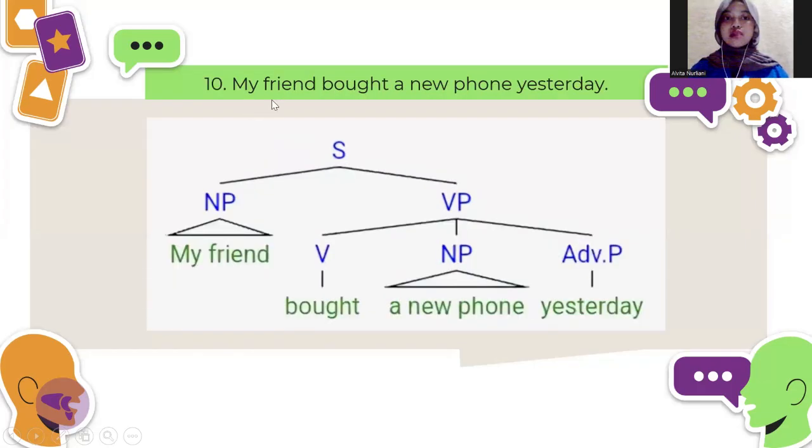Number 10, my friend bought a new phone yesterday. My friend here is the subject, and the verb phrase comes from bought a new phone yesterday.